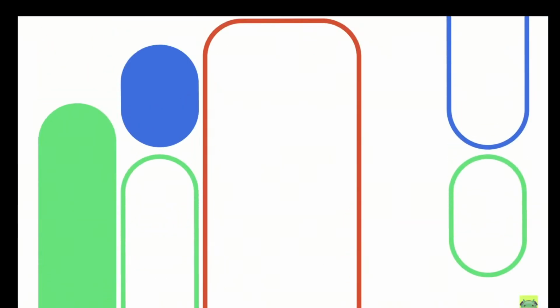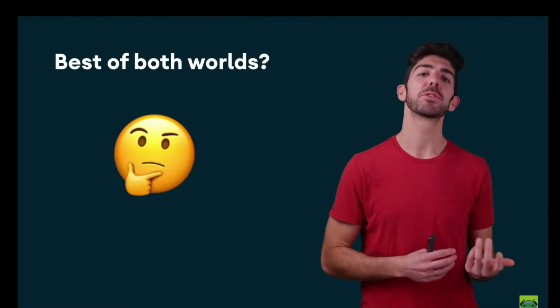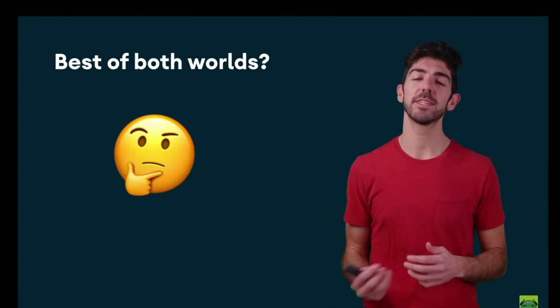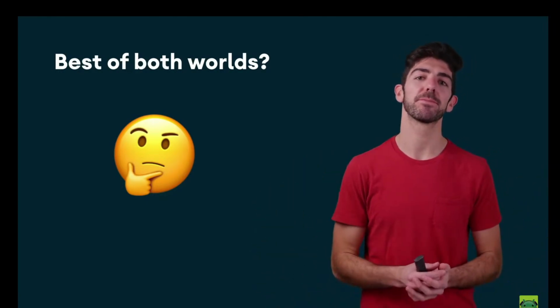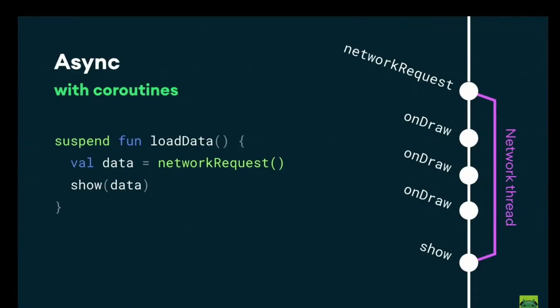It's complicated. What if we could have the best of both worlds? The simplicity of synchronous code with all the power from asynchronicity and moving things between threads. And this is where coroutines come in. Here we have the same function, loadData, written with coroutines. It might look a little bit suspicious. You might think it will block the main UI thread, but it won't. The only difference that we have is this suspend modifier in the function definition. That's basically telling the Kotlin compiler that this function needs to be executed within a coroutine.